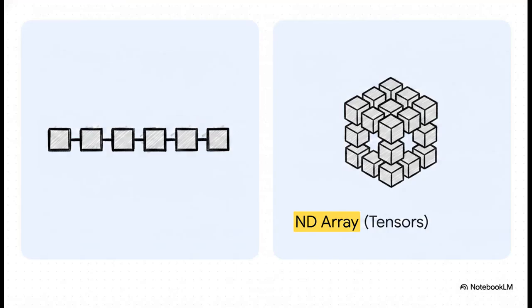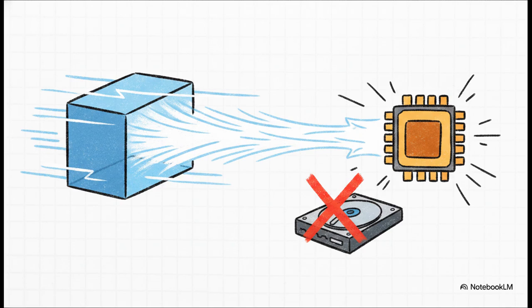To make this perfectly clear, think about the structural contrast here. A vector database deals with a simple 1D array. Think of it like a single, straight line of numbers. But a tensor database manages a multi-dimensional ND array. It's more like a complex, multi-layered Rubik's Cube. It's highly spatial, it has multiple axes, and it requires a completely different type of database architecture to store and slice that data efficiently.